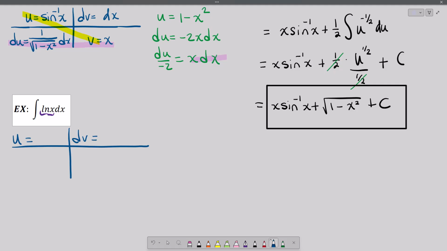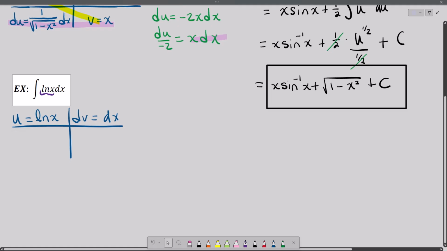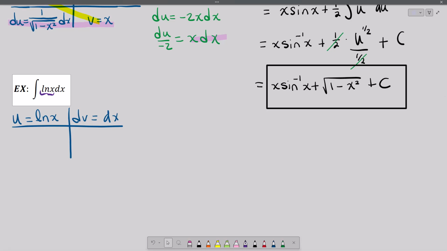So let u be your natural log and see if you can figure out what the antiderivative for natural log of x is. See if you can start committing that formula, the ultraviolet voodoo formula, to memory. uv minus the integral of v du.